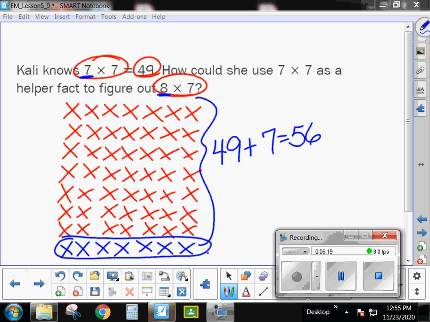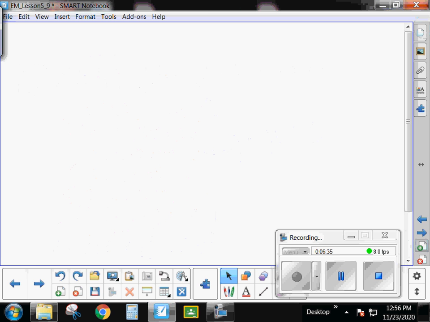Now, we did this a long time ago when we were working on helper fact strategies and when we were doing add a group and subtract a group. And I was making you draw out these arrays. I want us to get to the point to where we don't have to draw out these big old arrays anymore. I want you to be able to just simply look at it like this.